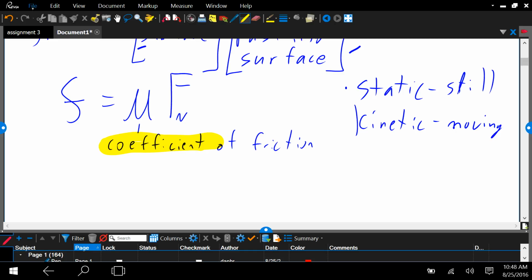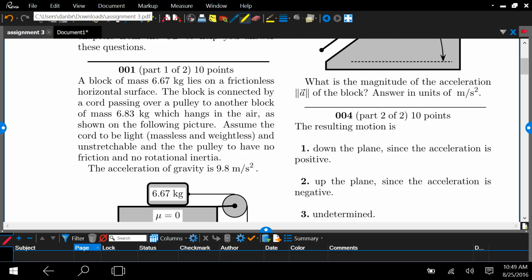Now let's actually dive into the assignment, okay? I think we have the pieces we need to dive in and work some problems. Number one: we have a block that lies on a frictionless surface. Frictionless is really important because that means we can totally ignore the coefficients of friction and the normal forces. We don't care about these things.